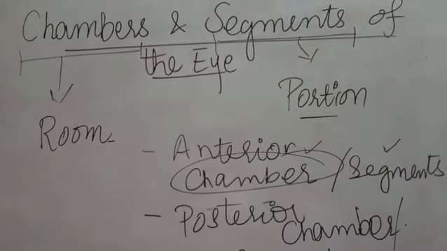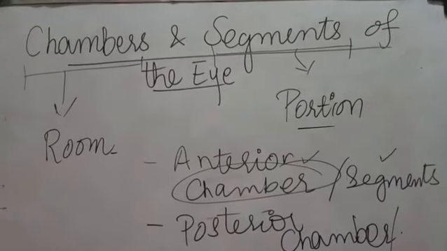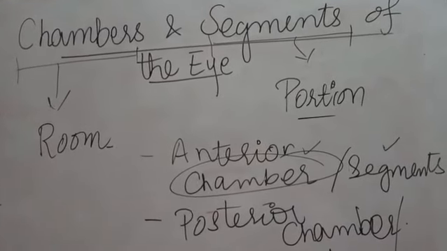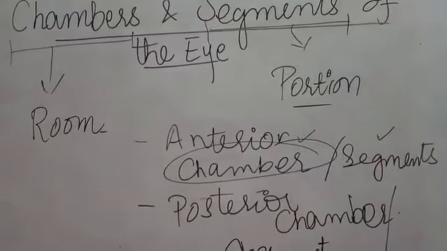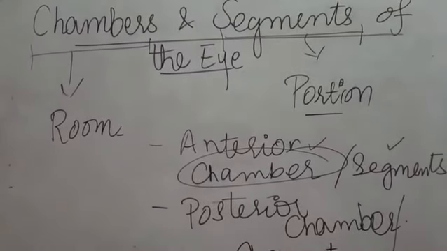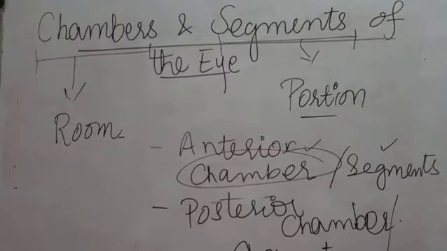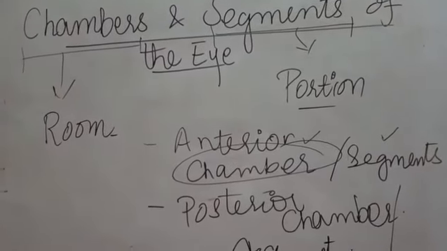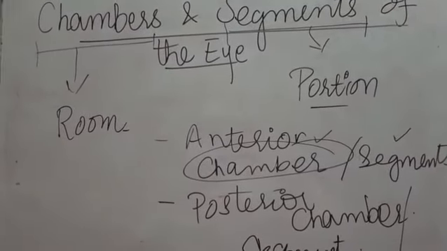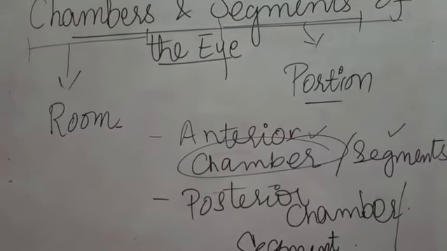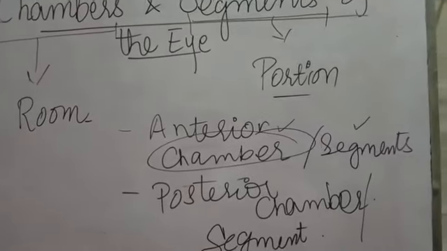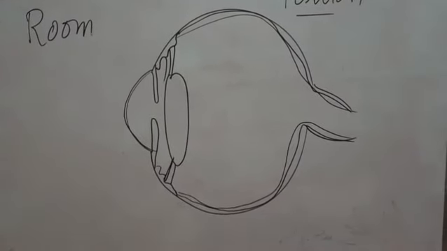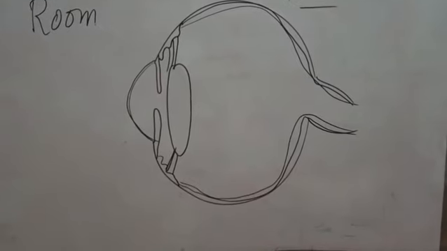So whenever we are talking about the chambers and segments of the eye, we have to keep in mind that the chamber is the smallest portion while the segment is the huge portion, or the biggest part. So now let's first draw the eyeball structure of the eye, and then differentiate between the anterior and posterior chambers versus the segments, right? Well, this is the structure of the eye. So this is how our eye looks like.